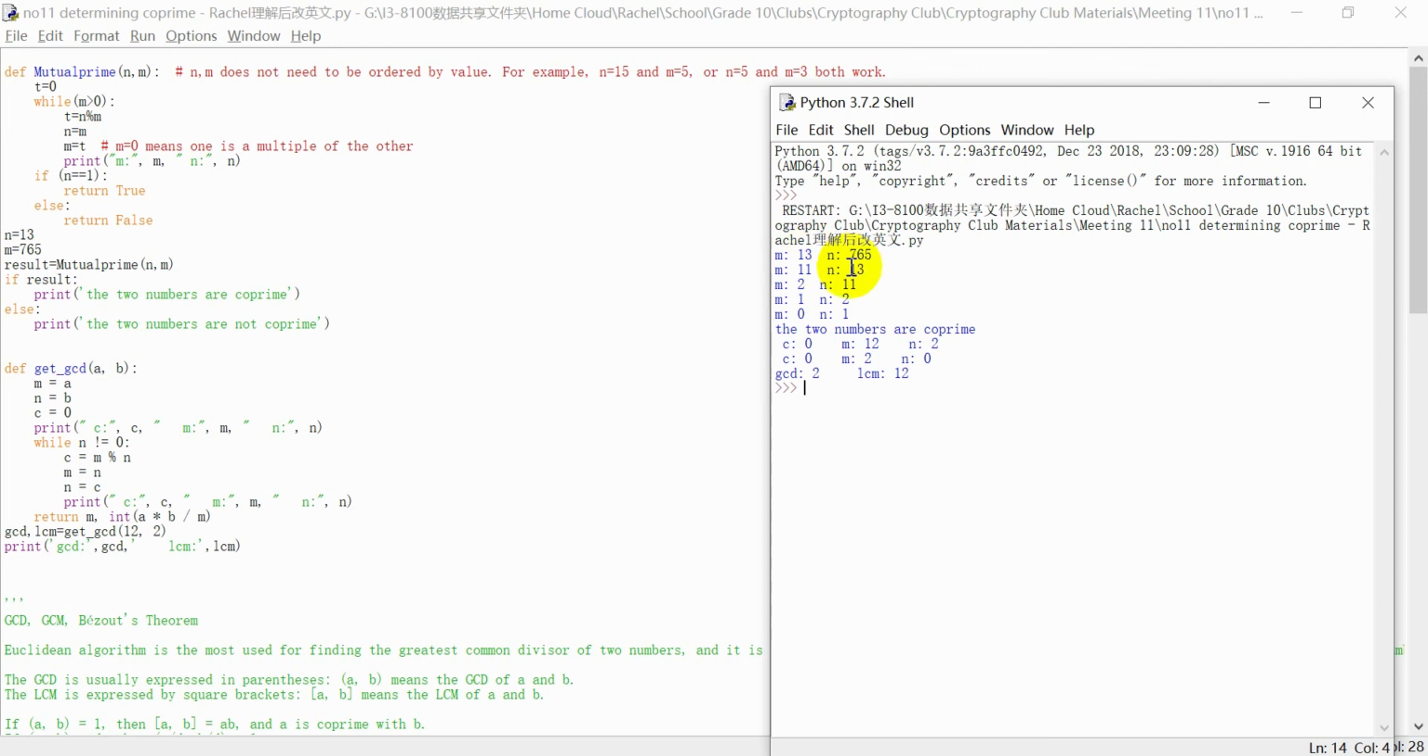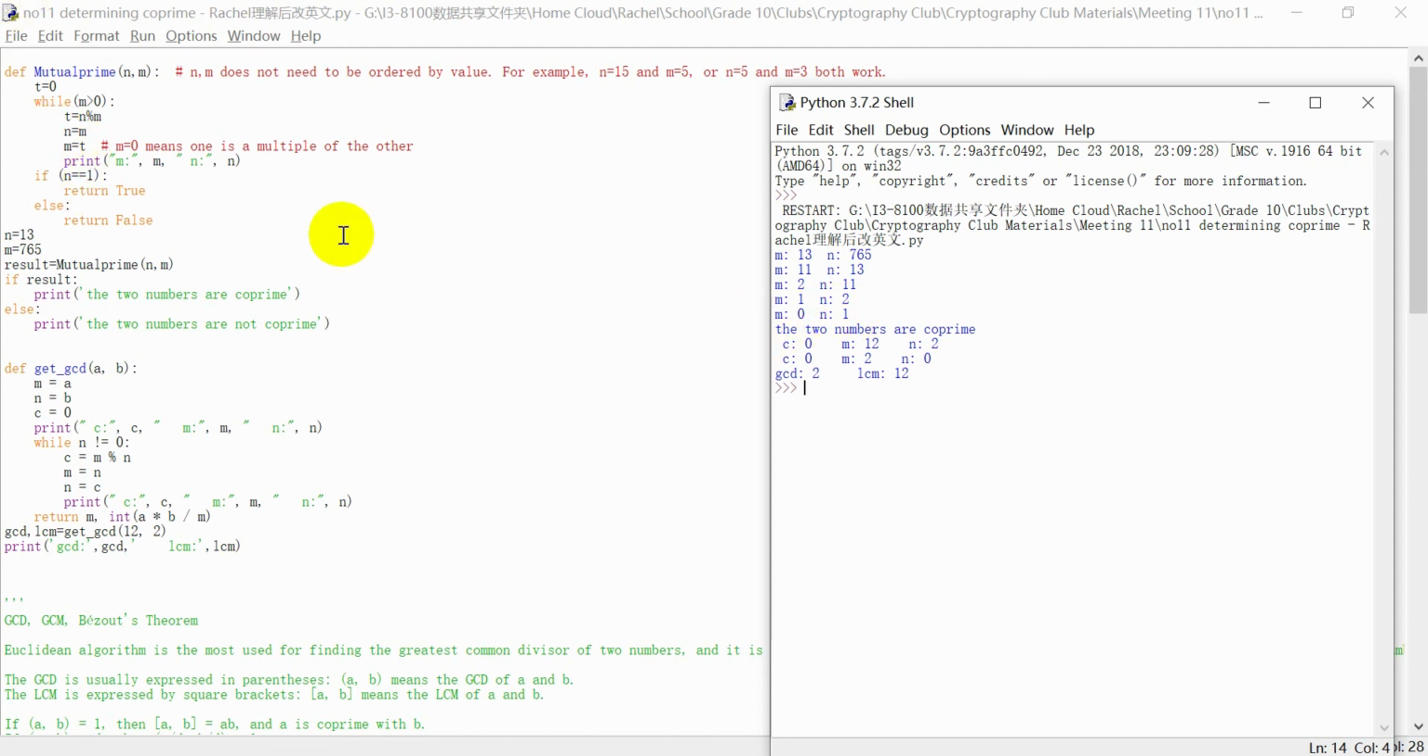And then similarly, in the third loop, 13 divided by 11 has a remainder of 2, so that was given to m. And then n is given the value of the previous smallest number, which is 11. In the fourth loop, m is the remainder of 11 divided by 2, which is 1. And then n becomes the previous m, which is 2. In the fifth loop, 2 divided by 1 has a remainder of 0, so m becomes 0, and then n becomes 1. So now m has become 0, and the loop stops in the function.